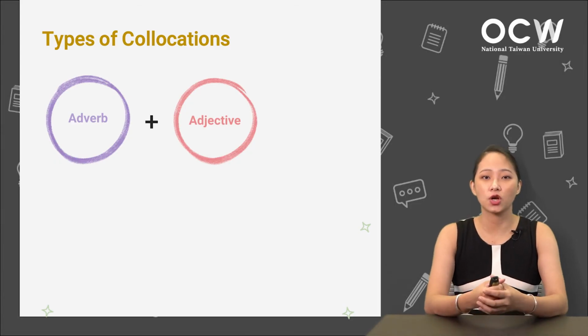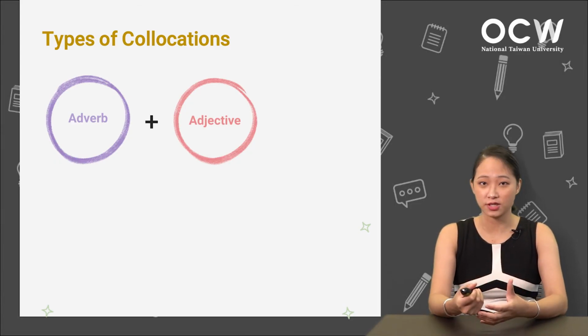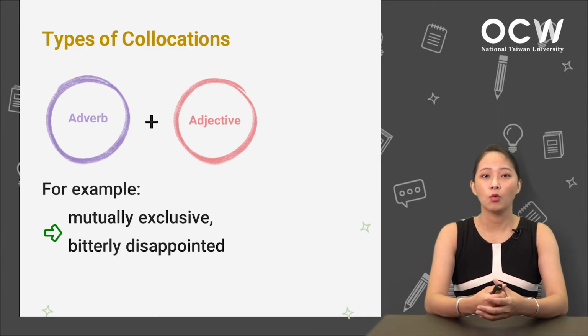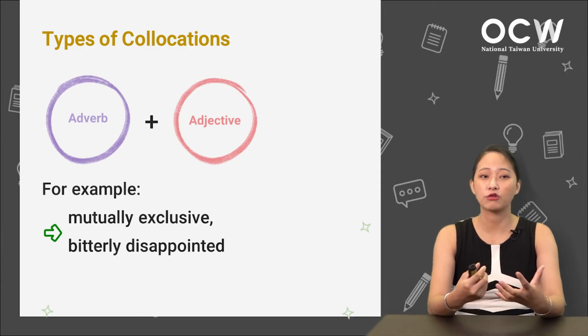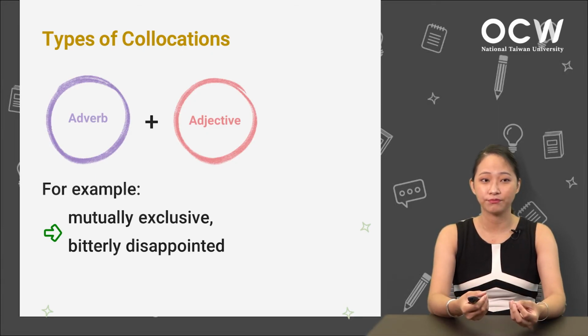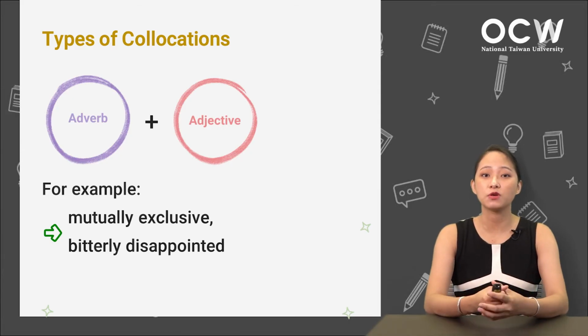Next, the collocation could also be an adverb plus an adjective. So for example, we want to talk about two parties remaining in exclusivity. We'll say that they're both mutually exclusive. We want to describe someone being extremely disappointed. We'll say that they're bitterly disappointed.